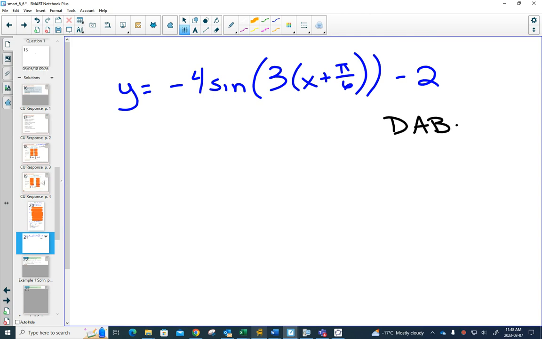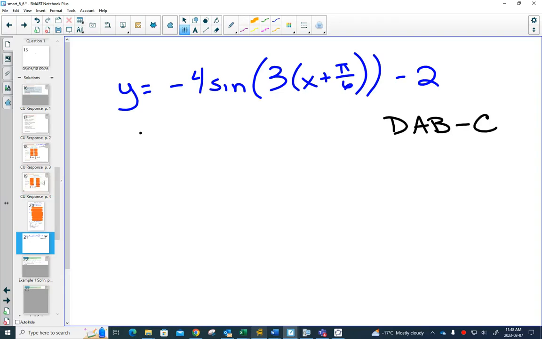I'll write out dab C off to the side. Now, I often think about the D and the A values at the same time, because they're going to affect stuff on my y-axis. Can you see on this one that your D value is -2, and your amplitude is going to be 4?